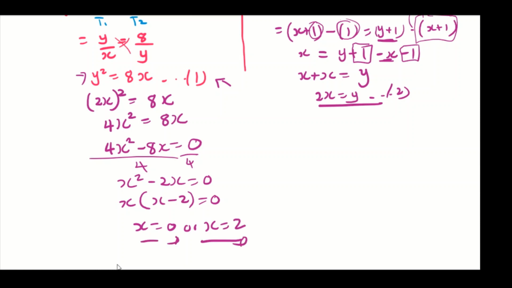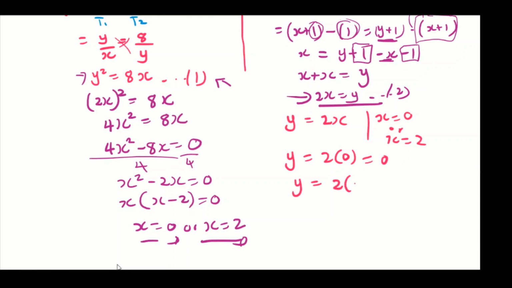So those are my values of x, but what is y? Remember, this is the equation for y, where y is equals to 2x, right? But x is equals to 0, or x is equals to 2. So when x is equals to 0, y is 0. And then when x is equals to 2, y is 4. So we are done finding the solution of x and y for this problem here.